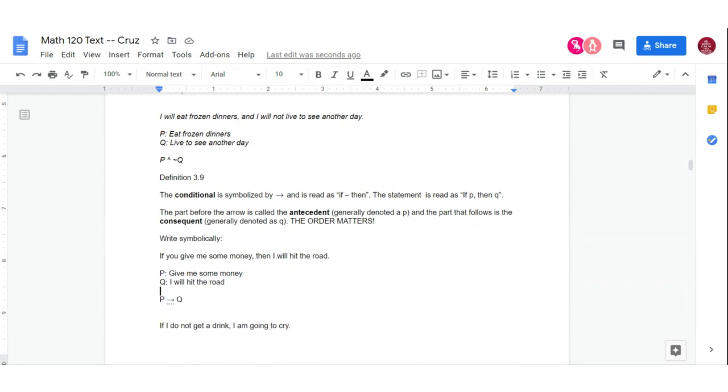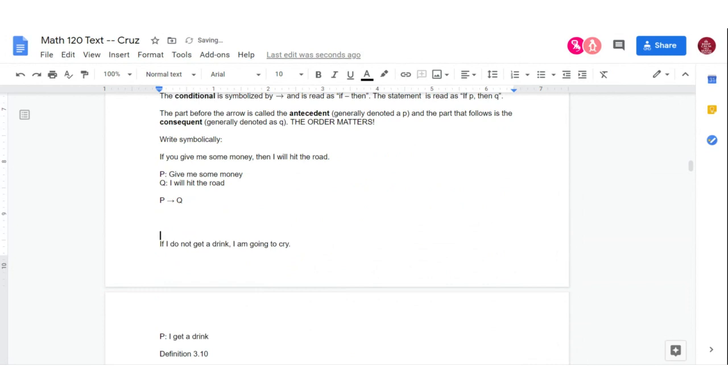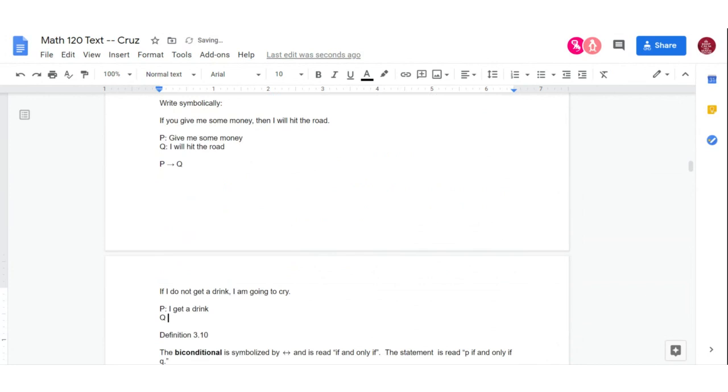All right, so let's look at this other one, using a different P now. I get a drink. Notice I write it in a positive form, and then I'm going to negate it when I build the statement. All right. So now it's another if-then. But the antecedent, the one that comes first, is negated. So we're going to have not P. But the Q is in the positive form. So there we got it. So then if we know what P and Q are, that is, if I do not get a drink, then I'm going to cry.